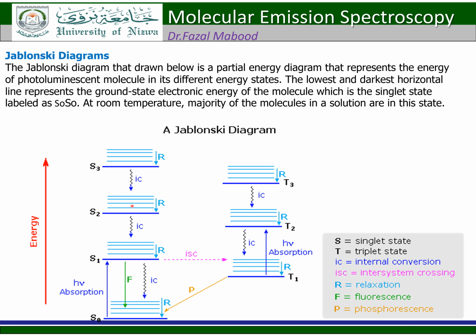And here you see IC, this is the relaxation of electrons when they are in S3 or S2. First they need to come down to S1, the lowest energy level, that is the excited state. So in the case of fluorescence, the de-excitation must be from S1 to S0.